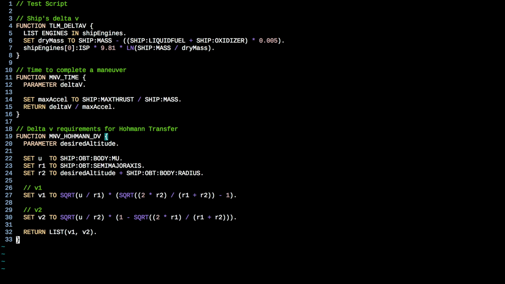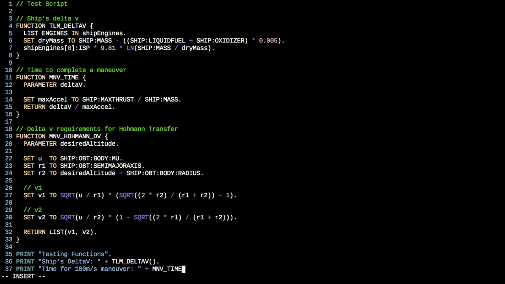So last thing that we're going to do is jump down and write some quick tests to see how we're doing. So let's go ahead and say print testing functions, and we'll say print ship's delta V plus TLM delta V. And this one doesn't require any parameters. We're just trying to figure out how much delta V does the ship currently have. Now we'll say print maneuver time. Let's say time for 100 meter per second maneuver plus maneuver time. We'll say 100.